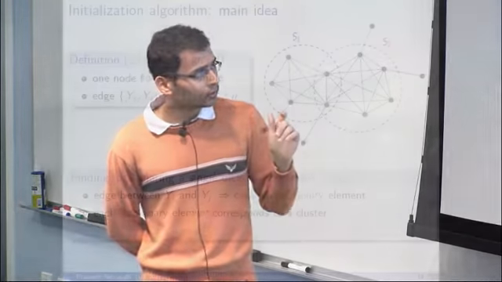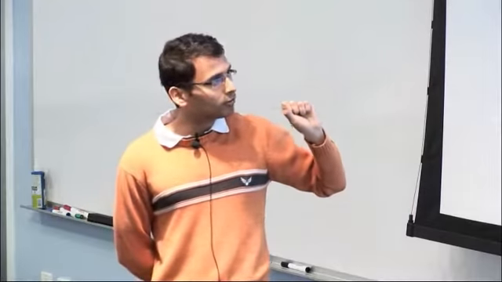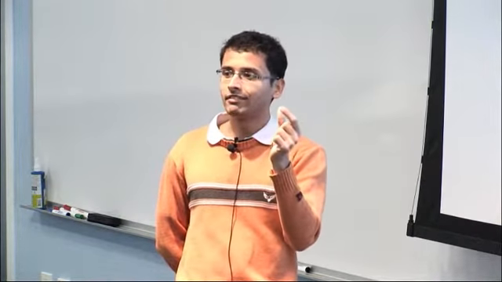The second observation is that each dictionary element corresponds to a cluster in this graph, which means that if you have two examples which share a dictionary element, then with high probability they will have an edge between them. This is because all the other ones will be incoherent with each other.